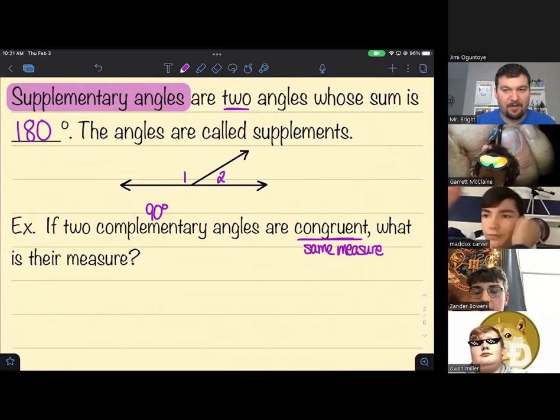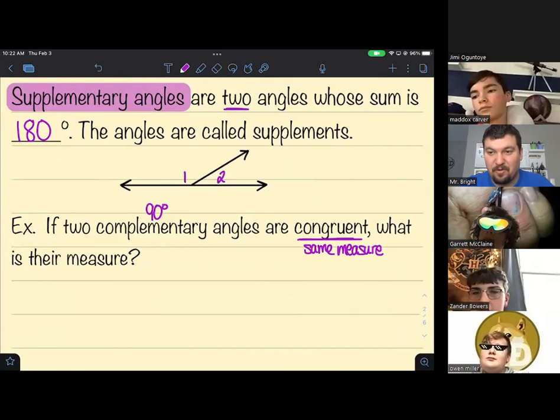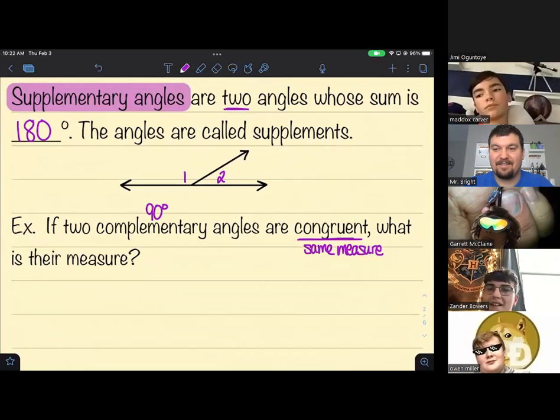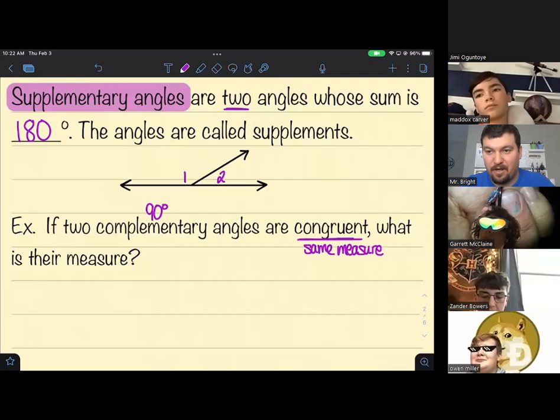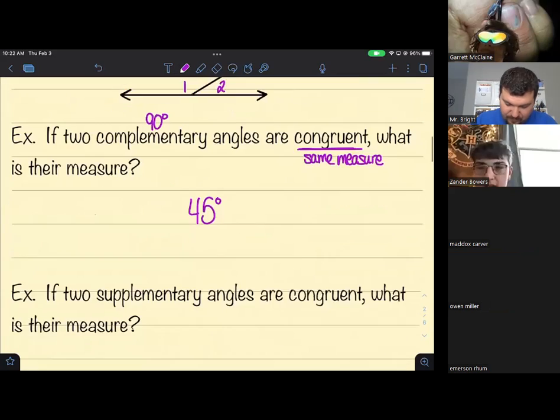180. No, not 180. You're thinking both angles are 90. I'm telling you they have to add to. Oh, 90. Okay. So what angle plus itself would equal 90? 45. There you go. Yep. So they would both be 45 degrees. Yep.